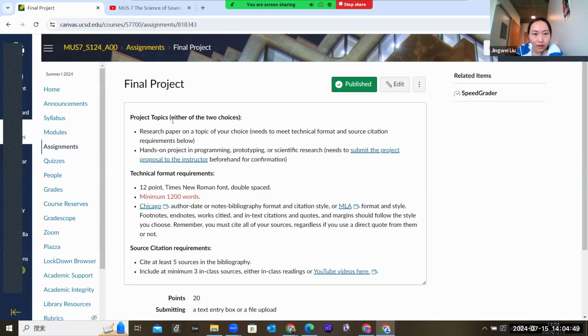Yeah, the requirements are here, right? The 2 choice. If you choose research paper, then you just obey those requirements, like technical format, minimum 1,200 words, and just style your paper, and do some citation. But do make sure that you cite at least 5 sources in the bibliography, and at least 3 in-class sources. Okay. So I think the requirements should be at least 3 in-class sources. So make sure your topic is relevant to what we are covering in this course.